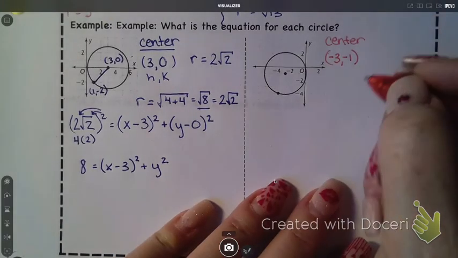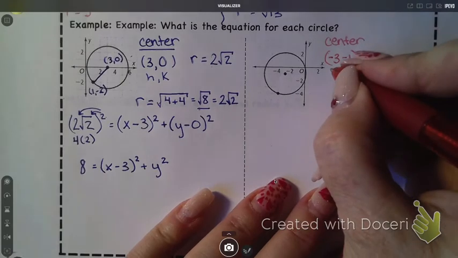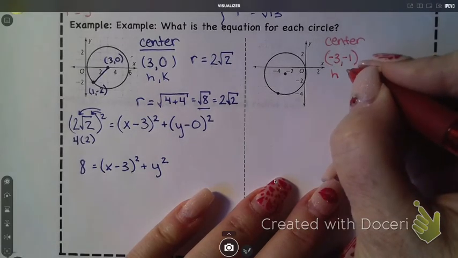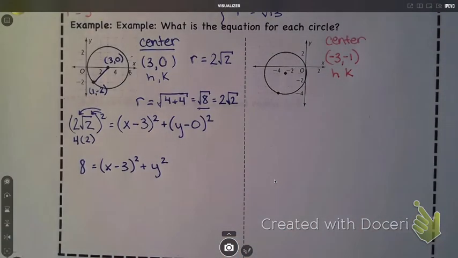Okay, so what variable is -3? H. What variable is -1? K. Anytime you hear X, you should think H. Anytime you hear K, you should think Y.